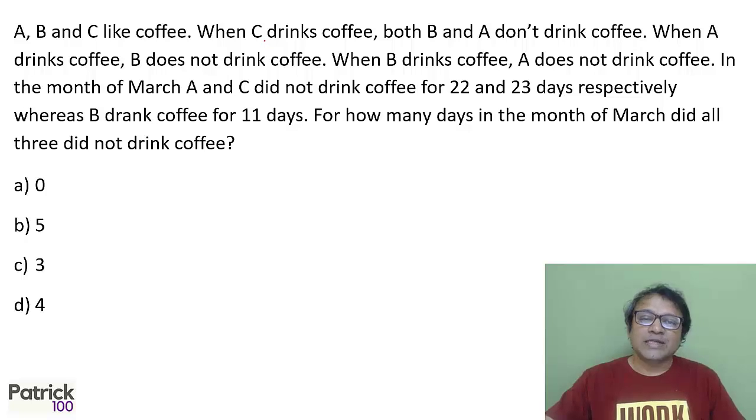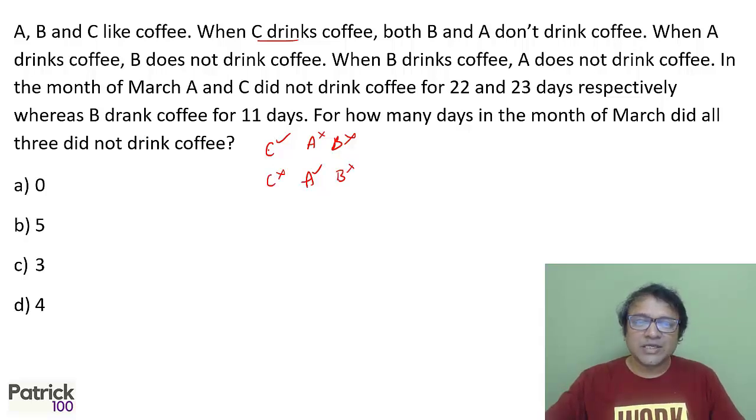A, B, C like coffee. When C drinks coffee, both B and A don't drink coffee. So when C drinks, A and B both don't drink coffee. When A drinks coffee, B doesn't drink. But C also doesn't drink because when C drinks, A does not drink. So if A is drinking, it means C is not drinking.